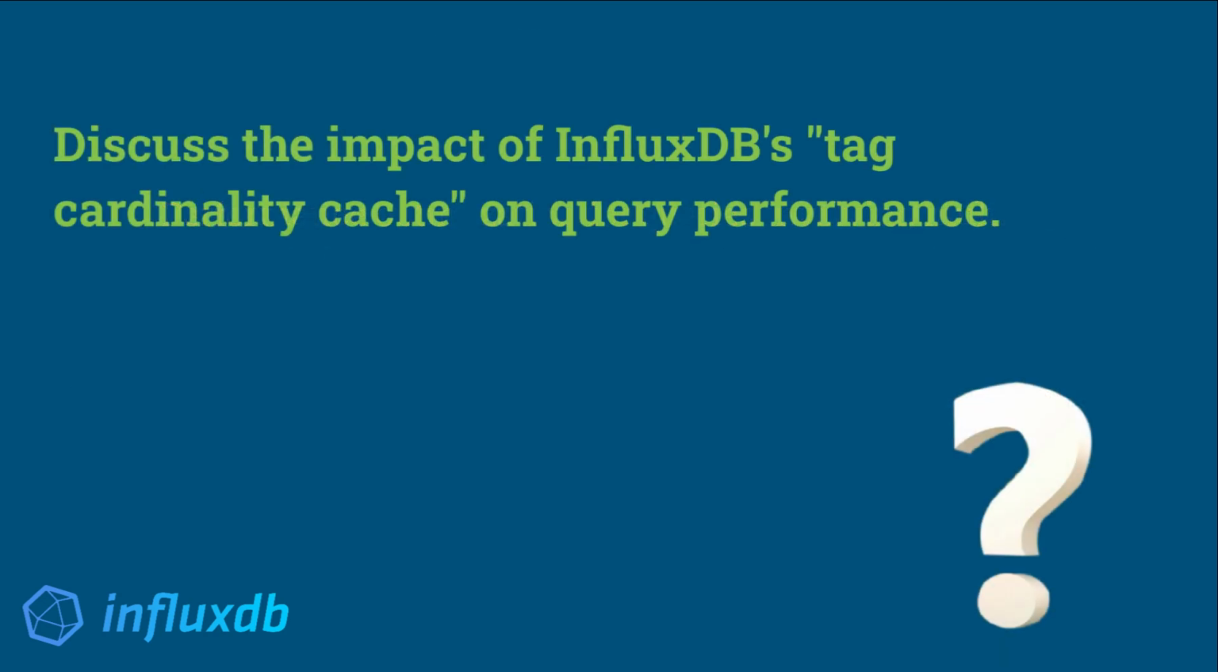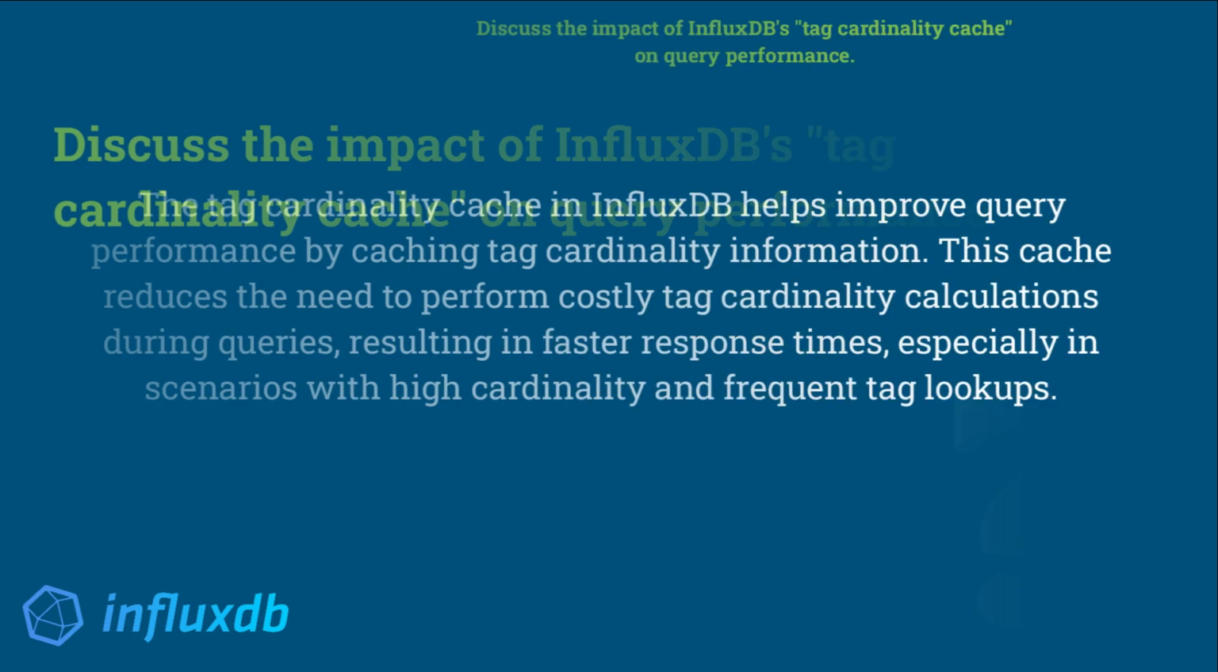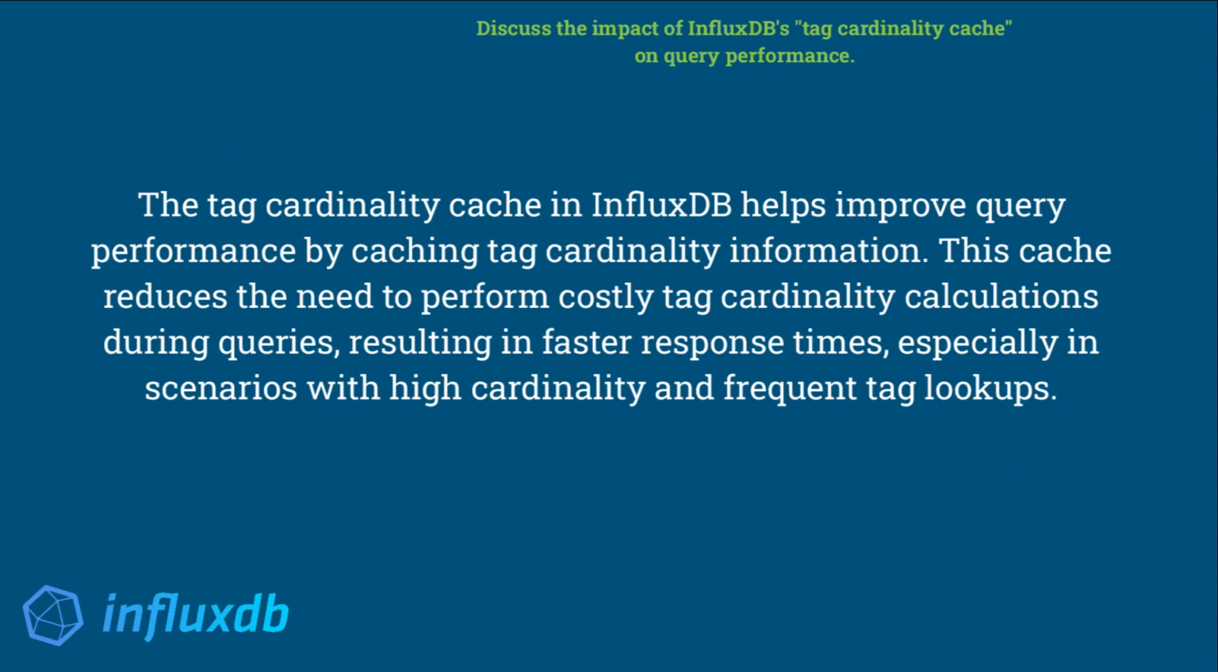Second question: discuss the impact of InfluxDB's tag cardinality cache on query performance. The tag cardinality cache in InfluxDB helps improve query performance by caching tag cardinality information. This cache reduces the need to perform costly tag cardinality calculations during queries, resulting in faster response times, especially in scenarios with high cardinality and frequent tag lookups.